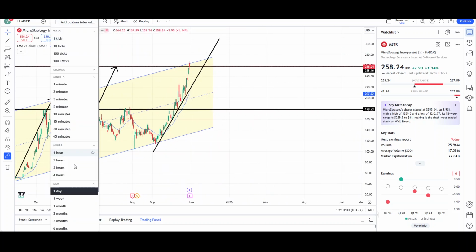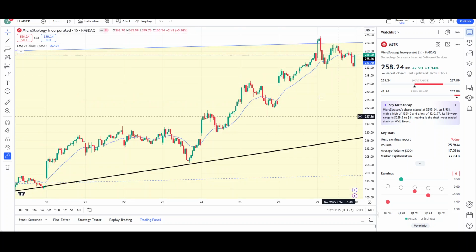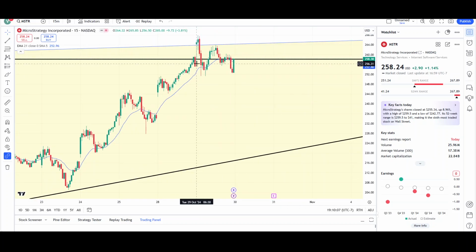So let's take a look at intraday price action. We'll look at the 15-minute. What is the intraday telling me? It looks like market open right there. Basically gapped up, quickly came down to fill in the gap almost.